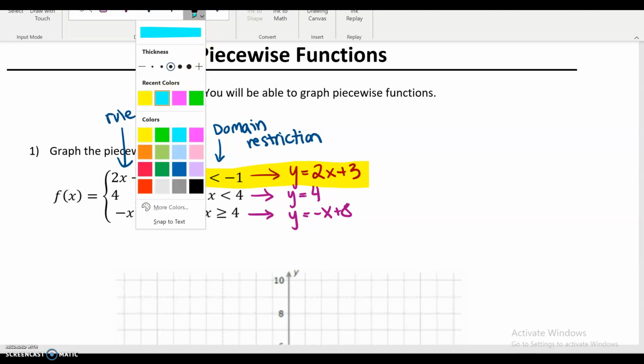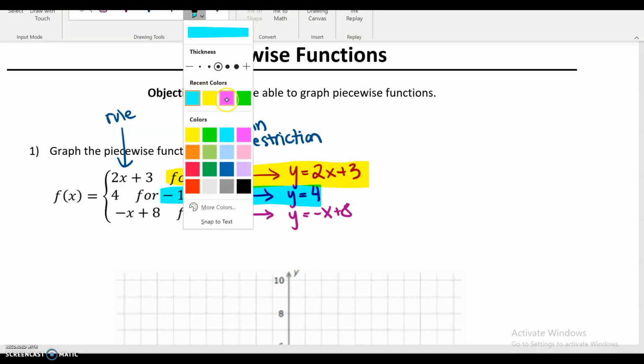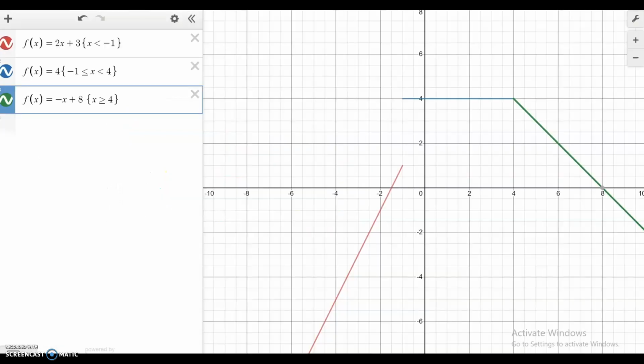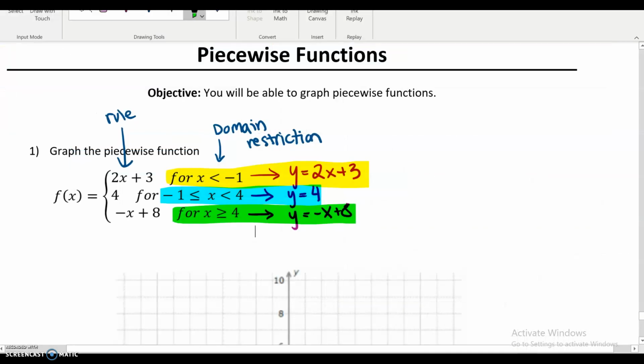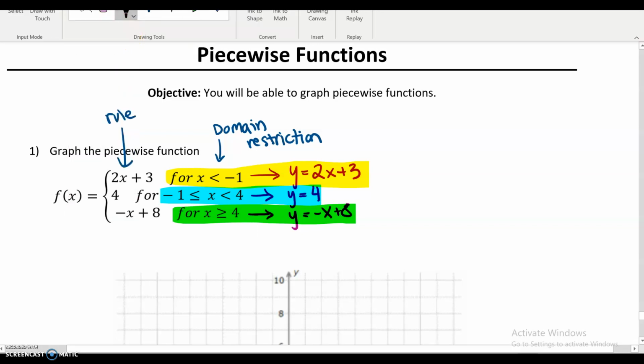Okay, or you're seeing the equation y equals 4, but you only want to view x's that are in between negative 1 and 4. Okay, or last but not least, you have the equation of the line negative x plus 8, but you're viewing x that is greater than or equal to 4. And these all happen to be lines, but they don't have to be lines, right? They were all lines here. You could do this for parabolas, exponential graphs, whatever it is, you would do the exact same steps. So we're just going to go through a basic example with a linear equation here.